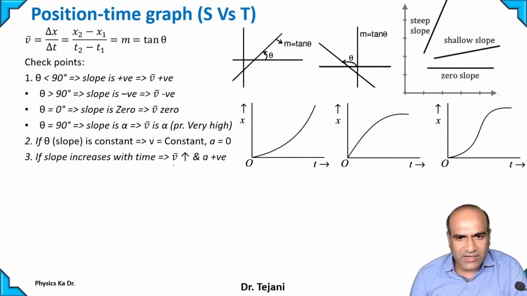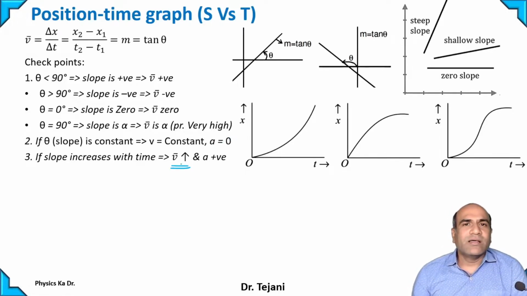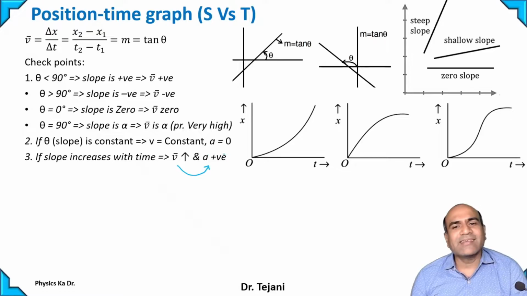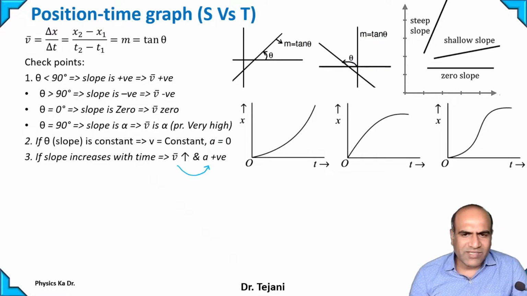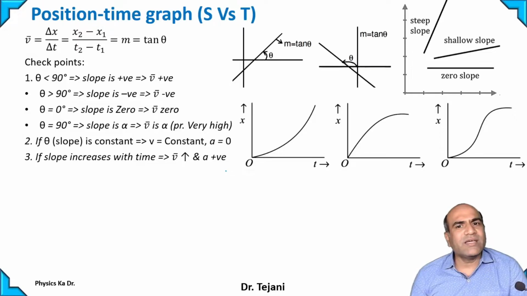Velocity increases. In other words, we can say acceleration is positive. See, velocity increases means what? If acceleration is positive, then only velocity increases. If there is some acceleration, then only speed or velocity increases. Therefore, acceleration is positive. Acceleration is supporting the increase of velocity. So you have to understand this part.